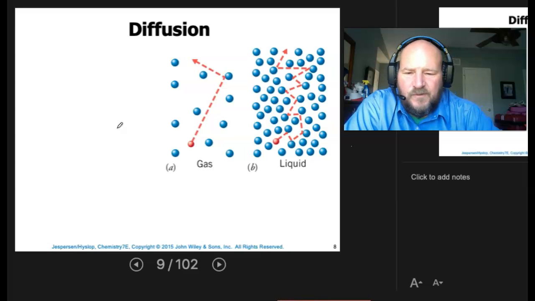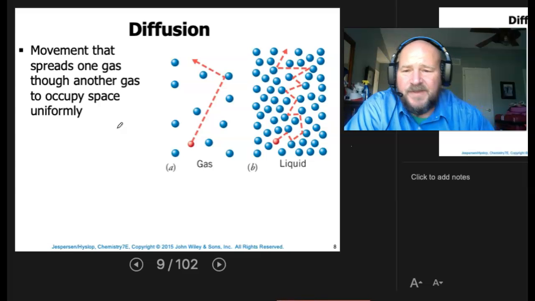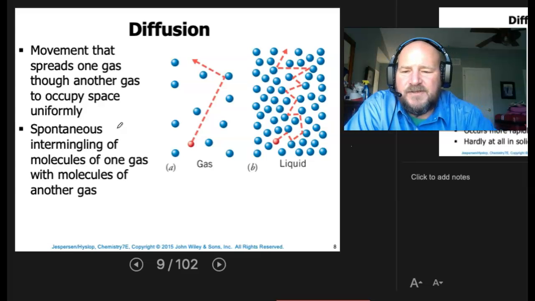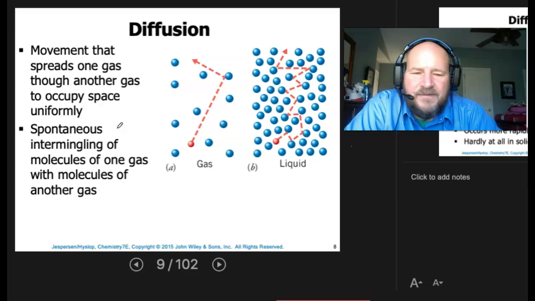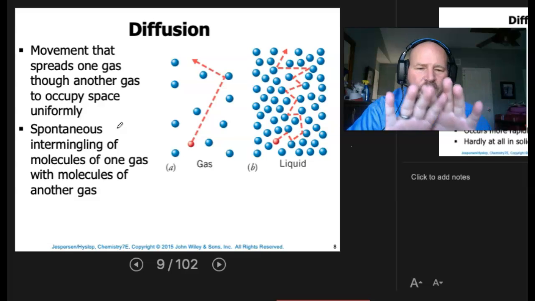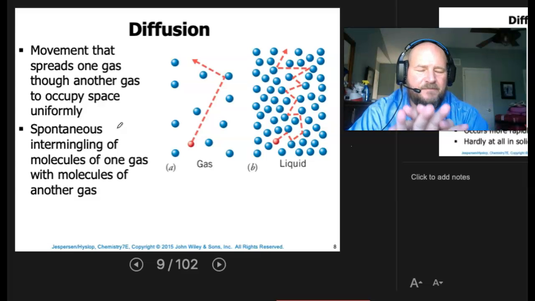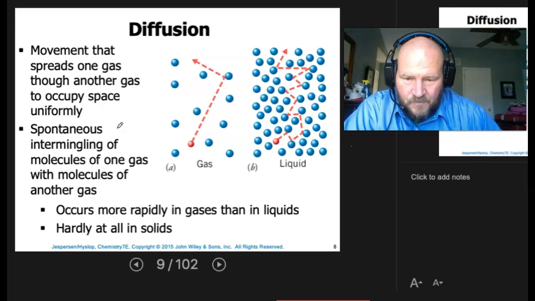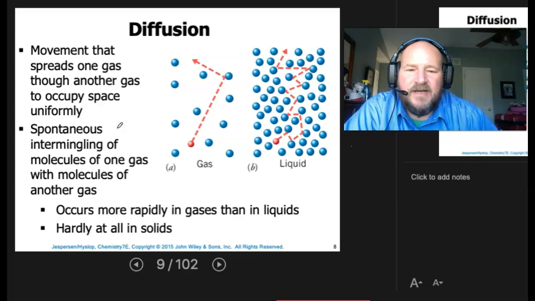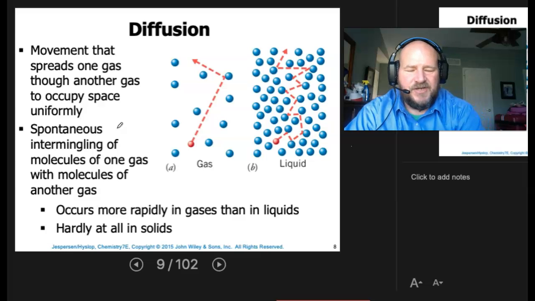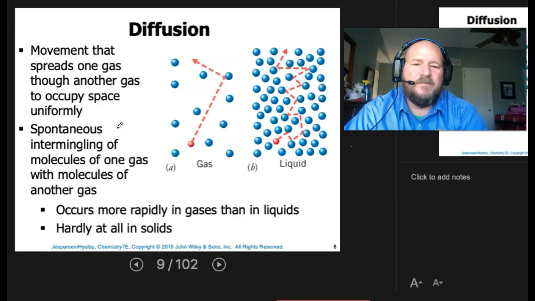Now we've looked at diffusion before. Diffusion is the movement that spreads one gas through another gas to occupy space uniformly. It's the spontaneous intermingling of molecules of the two gases. Remember the gas particles are moving, and what diffusion looks at is, if I have gas A and gas B, how quickly do they become a combination in the same container with both gases. This is going to happen more rapidly in gases than in liquids. It doesn't really happen at all in solids, and that should make sense. If I take two solids and put them next to each other, they don't diffuse and become one in most cases.